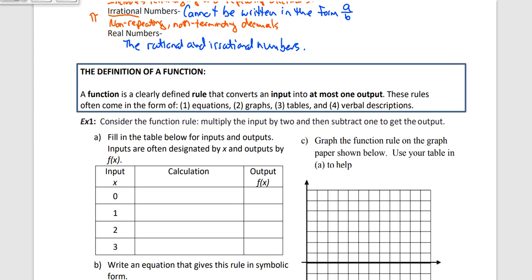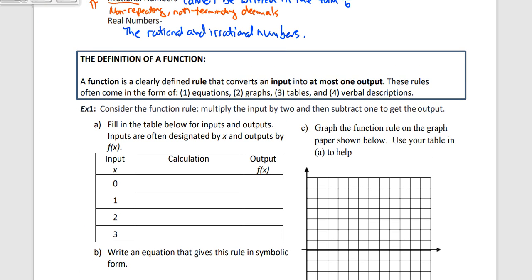Anyway, we talked about functions yesterday. A function lots of times has a rule attached to it, and it means that if you're given an input, you can then figure out what the output is. Because remember, for a function, each input only has one output. These inputs and outputs can be seen in equations, graphs, tables, and even in words. So let's do example 1 here.